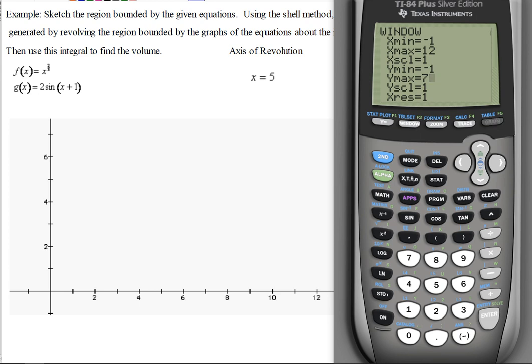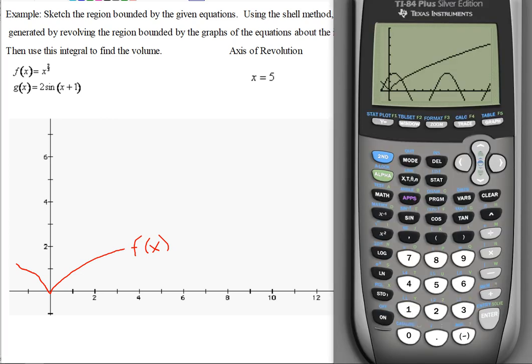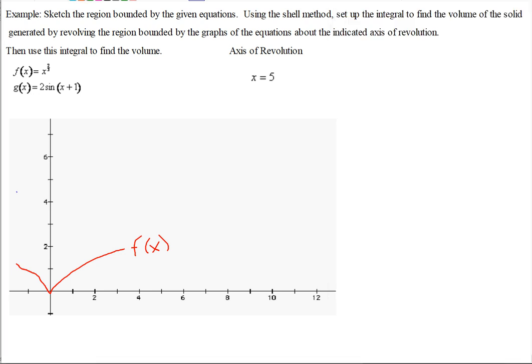Graph it. So there's the graph of our f of x, x to the 2/3. And there's our sine graph. So you can see the region is right in here, that little region close. The rest of the sine doesn't matter. So we'll just graph this real quick. That's the only part of f of x that matters to form our region. And then the only part of sine that matters is this part right here. There's g of x. All right, so this time we're going to revolve it around x equals 5.